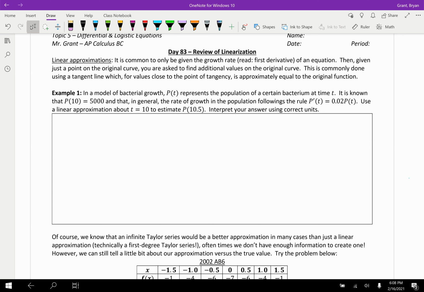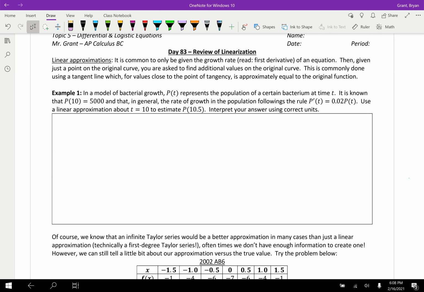Well, one of the most commonly asked questions on a free response, I can almost guarantee that it will show up somewhere, maybe on a multiple choice, is you're going to be given the growth rate, which is just a fancy way to say the first derivative of an equation. And then given just a point on the original curve, you're going to be asked to find additional values on that original curve. This is really laying the groundwork for everything we're going to do in topic 5, differential equations that you've seen before, and logistic differential equations, usually just shortened to logistic equations.